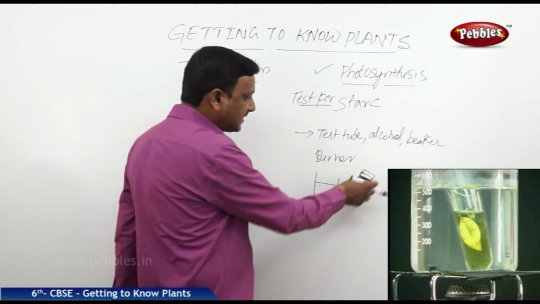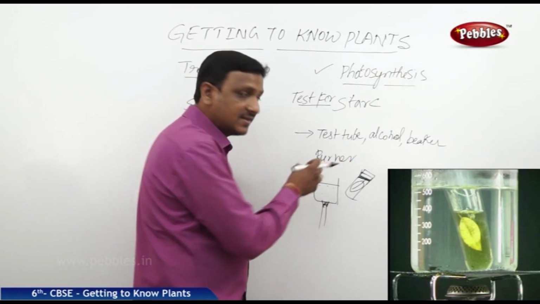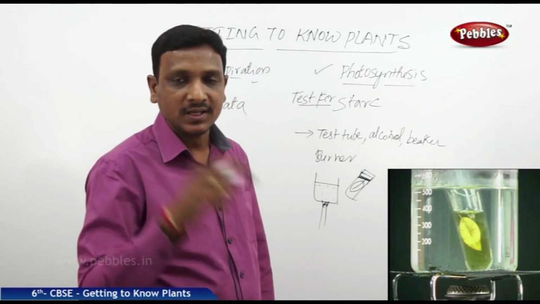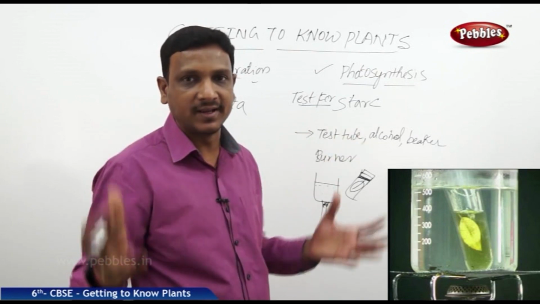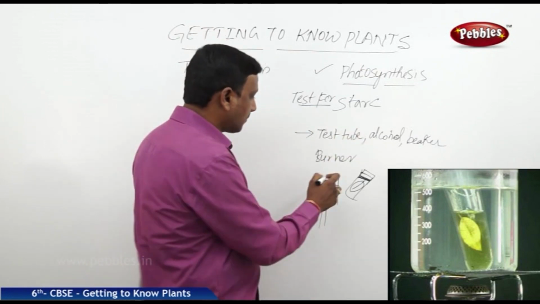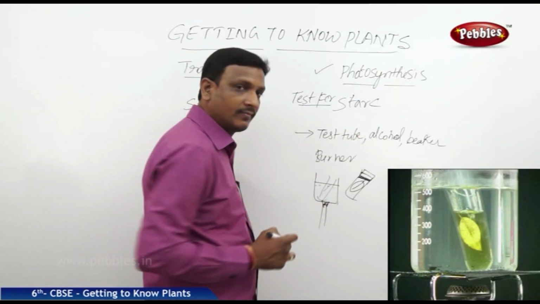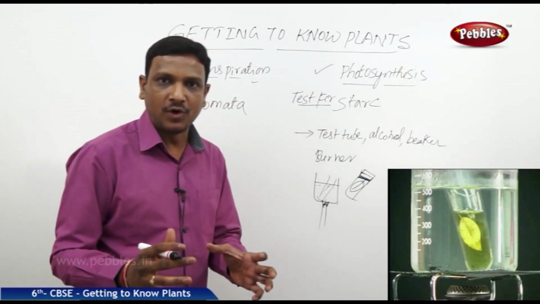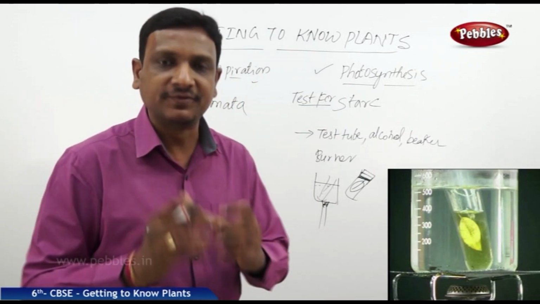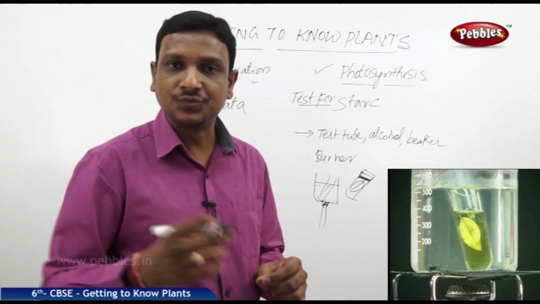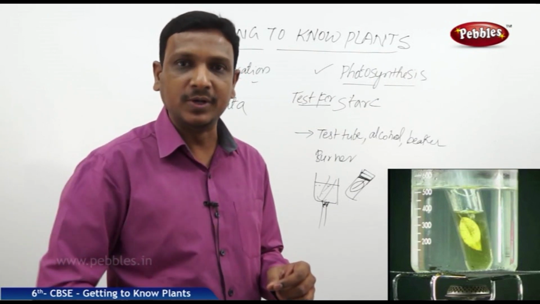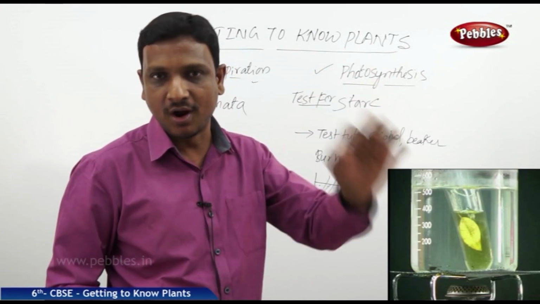So the test tube is filled with alcohol and it is placed in the water. You observe this point: the alcohol test tube is not directly kept in the flame, as it catches fire. So it is kept in a water bath. Now the water and alcohol both are allowed to boil for some time. Then the test tube is removed, the leaf is removed, the leaf is washed in water and some iodine is put on it to see whether it has got starch or not.